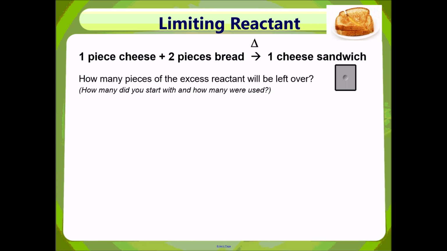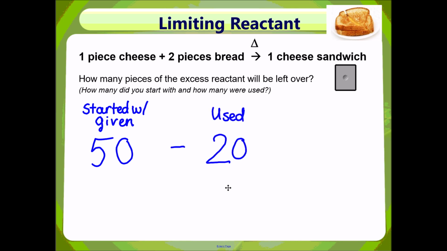How many pieces of the excess reactant will be left over? Well, you started with a given 50 pieces of bread. You will use up 20, therefore, you have 30 pieces of bread left over. So the answer is 30.